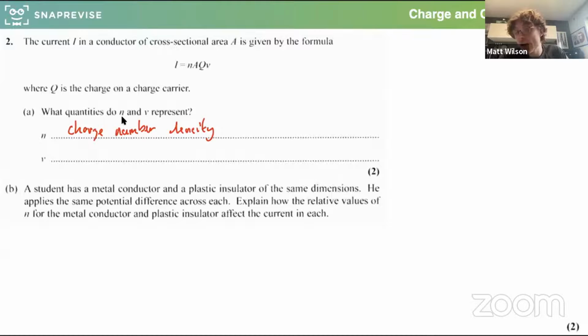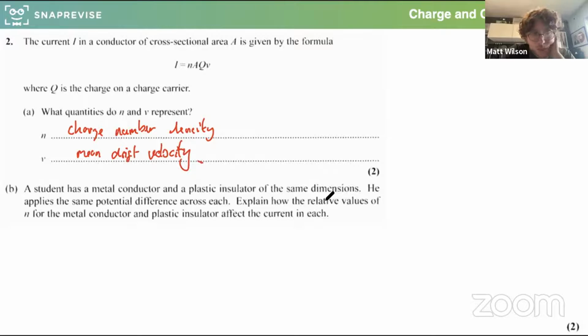Of charge carriers, if you like. Okay, V. V is the mean or average drift velocity. Mean is really redundant here. You can just say drift velocity because drift velocity already means a mean velocity.